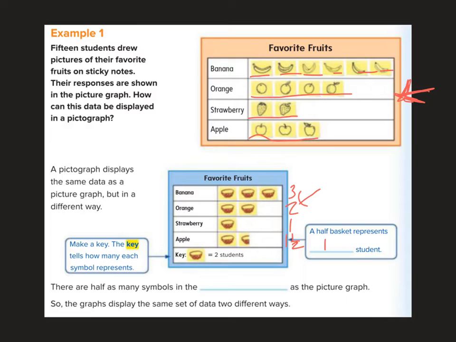So this whole lesson is really making you know how important it is that you look at the key. It says each one of those pictures does not equal 1 student voting. It means 2 people. So that changes the data. So don't do this. Okay, this is bad. This is wrong. Don't do it. You need to look at the key to see how much each one of those symbols represents. There are half as many symbols in the pictograph as the picture graph, so the graphs displayed the same set of data 2 different ways.